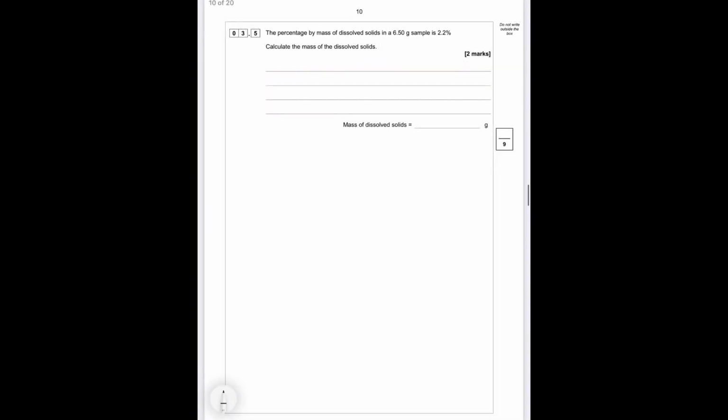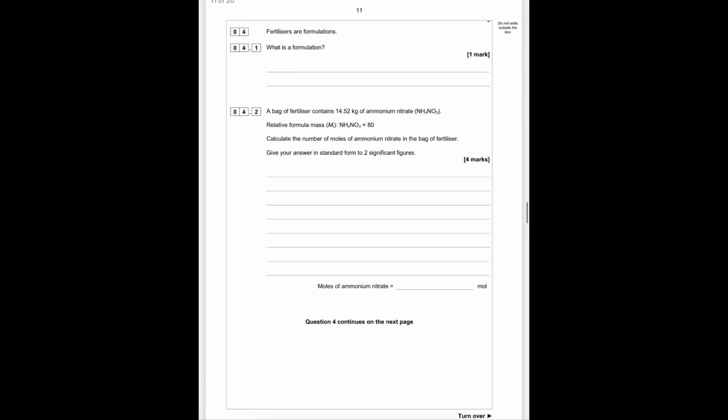For this next part of the question, it says the percentage by mass of dissolved solid in a 6.5 gram sample is 2.2%. Calculate the mass of the dissolved solid. So basically what we need to do is work out 2.2% of 6.5 grams. So we've got 2.2% out of 100%, times our 6.5 grams. And if we calculate that out, we should get an answer of 0.143 grams.